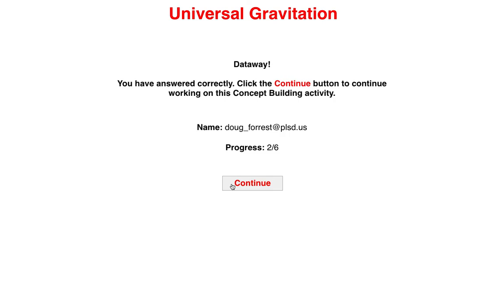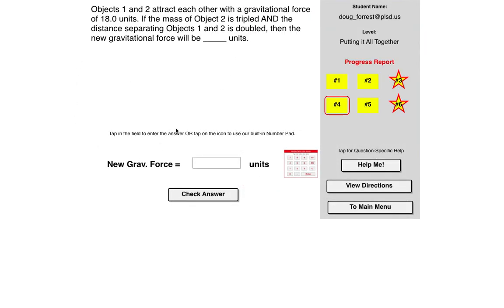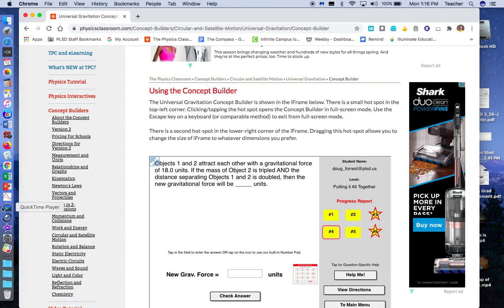Again, I would write them down on paper as you're doing these and write those general formulas on how to handle things proportionally. Thanks, and hope this helps when you do the concept builder.